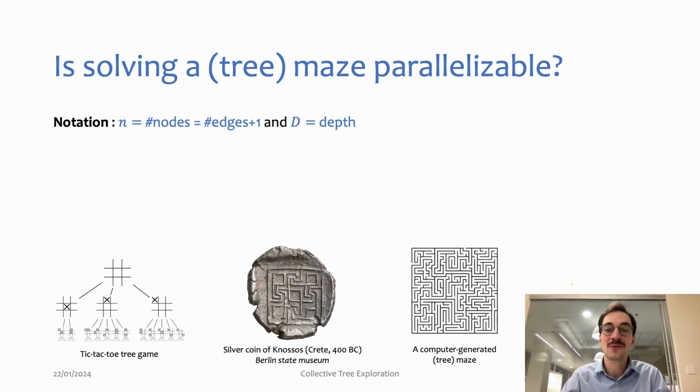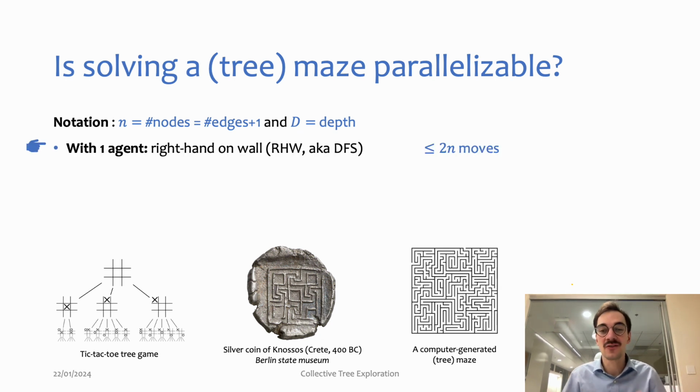Now, maze solving is a problem that dates back to antiquity. It appears in Greek mythology, but also in modern applications, such as search of game trees or Monte Carlo tree search. Now, if there is one agent in a maze or in a tree, one way to explore it is to put their right hand on the wall and to go forward. By doing this, the agent effectively implements depth-first search, so it is guaranteed to go through all edges twice, once in each direction, and then to go back to the origin. So it will find the exit in at most 2n moves.